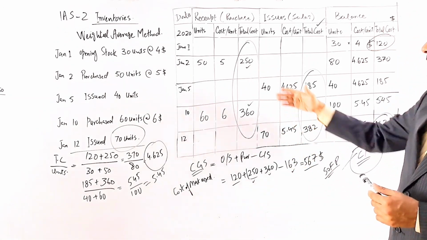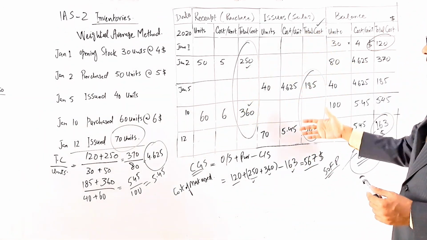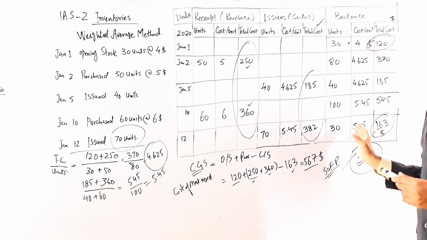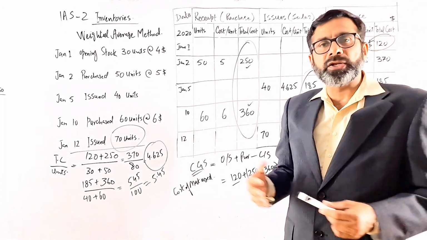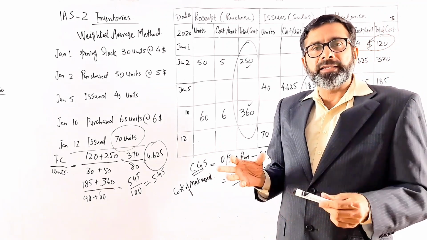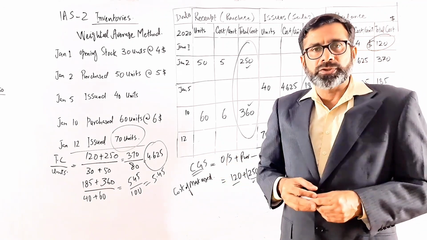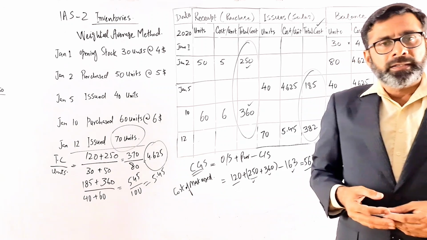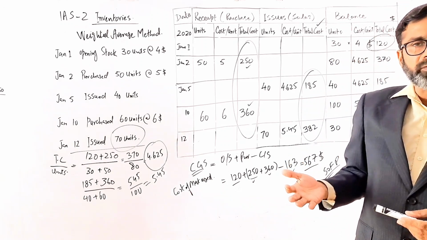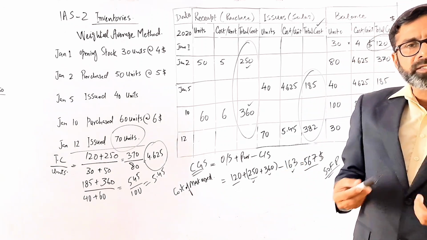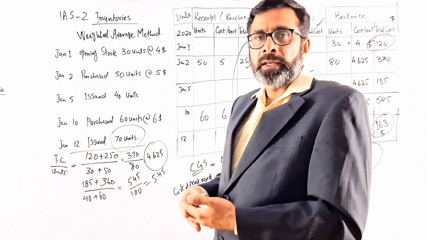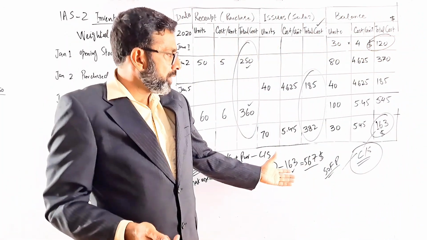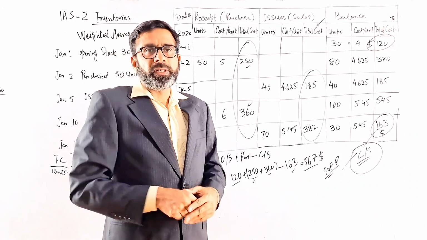So you have to consider how many receipts are there, how many issues are there, and what the balance is. After every transaction, every receipt, every issue, you can calculate the number of units and the cost of the closing stock. So this is the overall basic concept of the weighted average method. But if you have any doubt or any question, you can ask me through the comment section. I hope there is no confusion up till now.